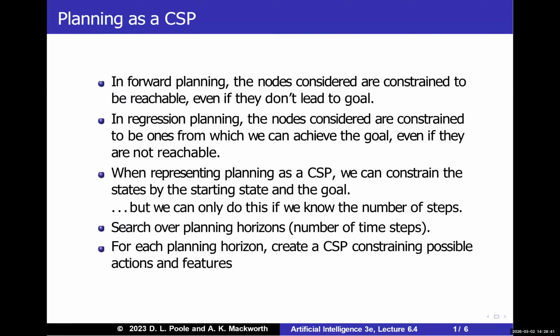We define variables representing states and actions across discrete time steps and impose constraints that enforce initial conditions, action applicability, state transitions, and goal satisfaction. The challenge is that this requires us to fix a planning horizon, the number of time steps we are willing to consider. For each possible horizon, we construct a CSP and attempt to solve it. This reframes planning as structured constraint enforcement rather than incremental graph exploration.